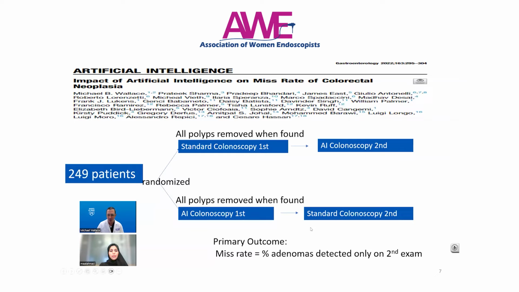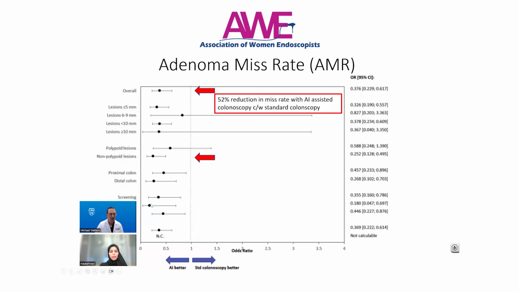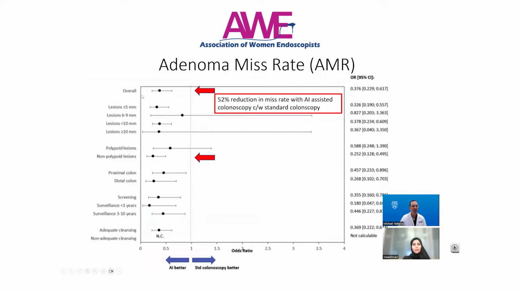procedure. And so the primary outcome of this study was actually the miss rate of polyps, which was equivalent to the number of polyps found on the second procedure. And this is a graph. Again, I'll just slide our picture over to the other side. You can see that the overall miss rate had decreased by about 52%, including all polyps.